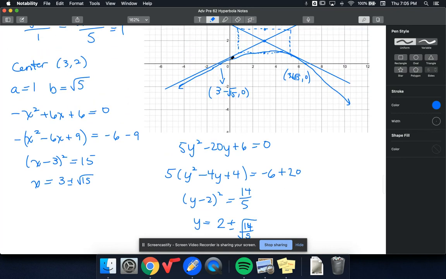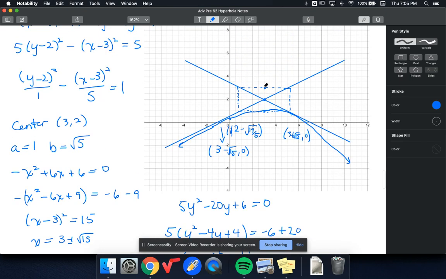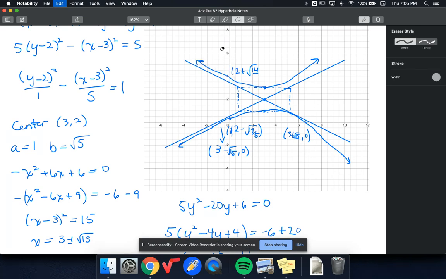All right, so this one, that's going to be my 2 minus root 14 over 5. And then that's x coordinate is 0. Up here, this y-intercept, so try and follow along my asymptotes, very wide. This one's going to be 2 plus root 14 over 5. And then the x coordinate, of course, is 0. So that's going to be 0, 2 plus root 14 over 5.